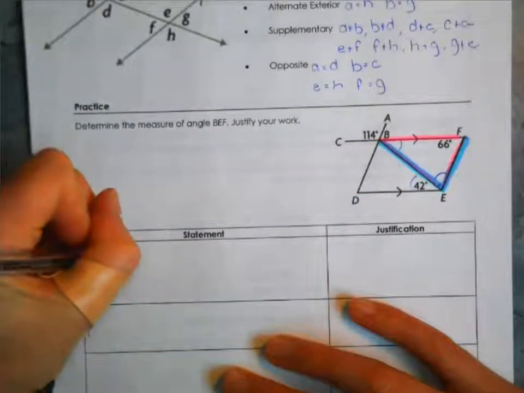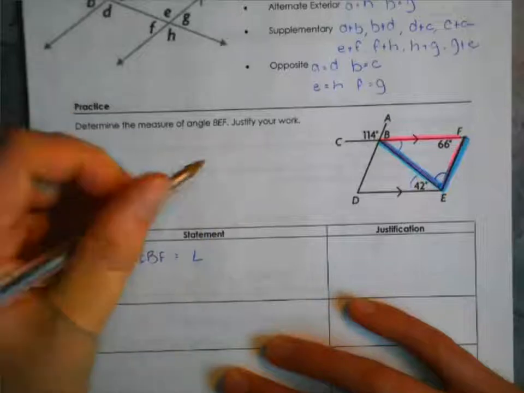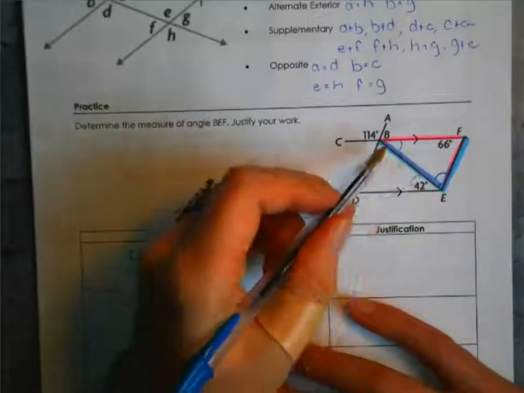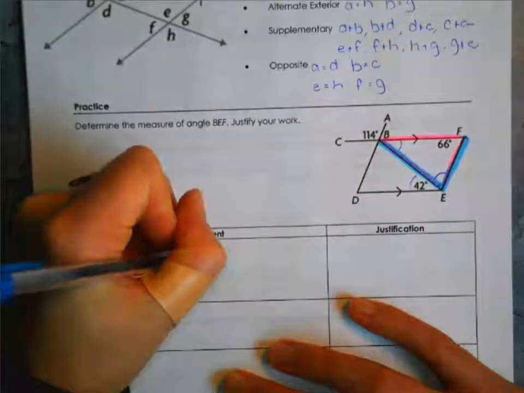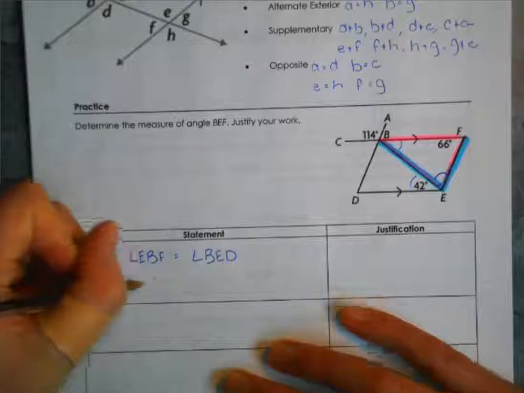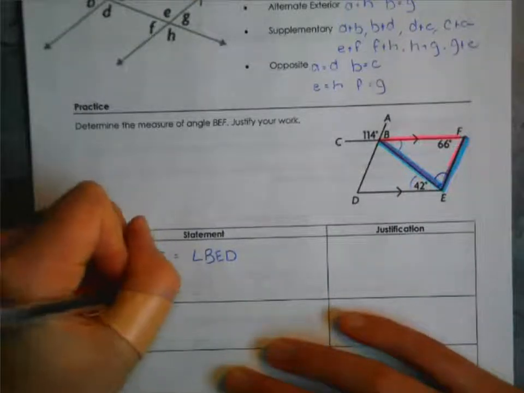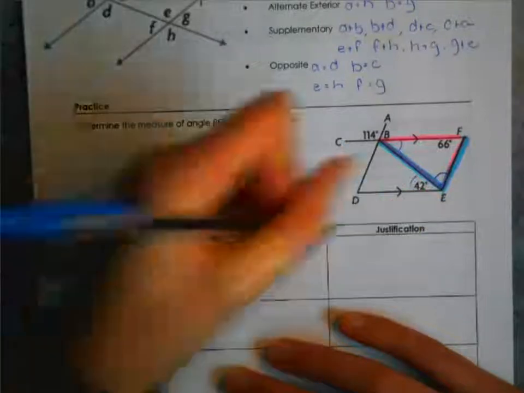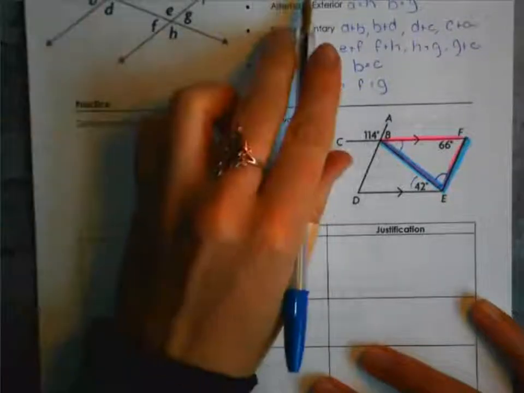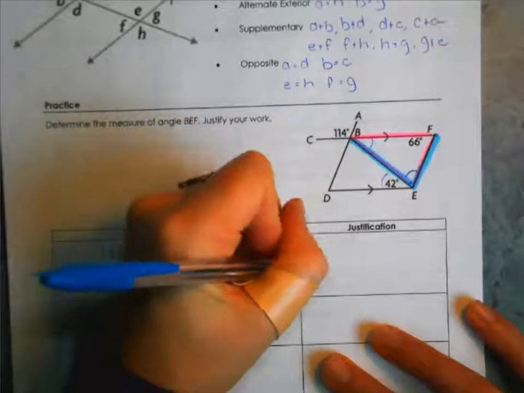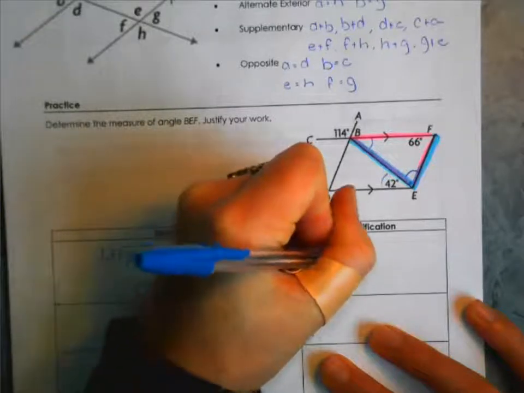So we can say angle EBF is equal to angle BED, the other way around, angle BED. And so then we can say angle EBF, which is the one that we wanted to solve for, is going to be equal to 42 degrees. Okay, and the justification for that is because we have alternate interior angles.